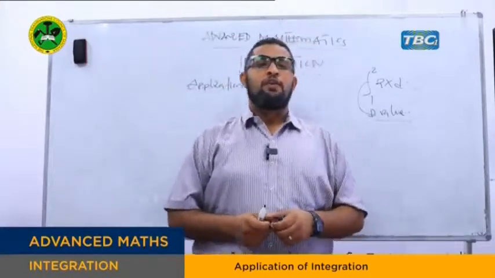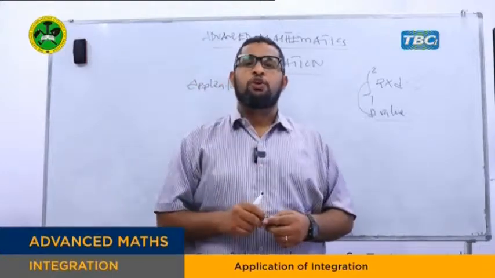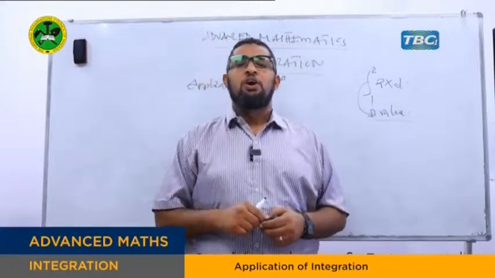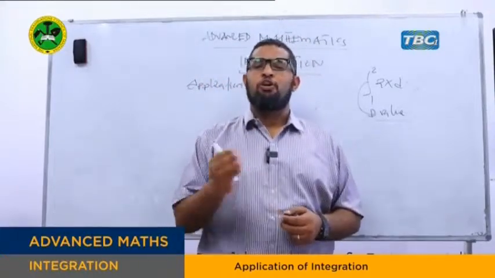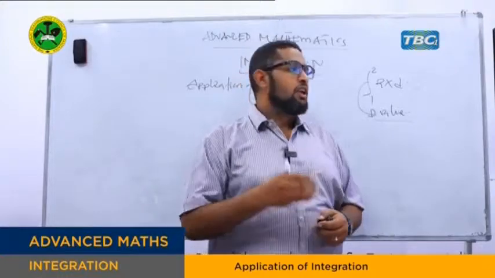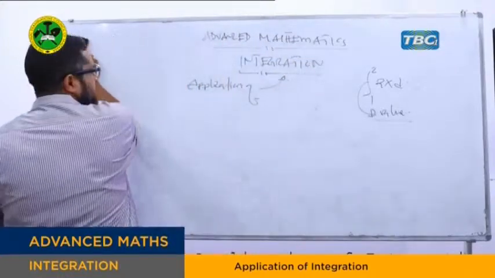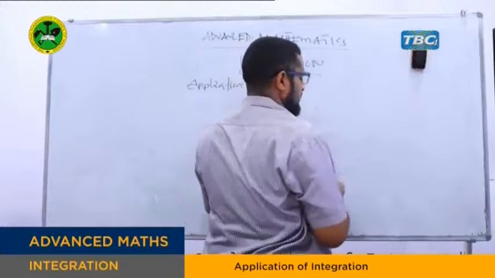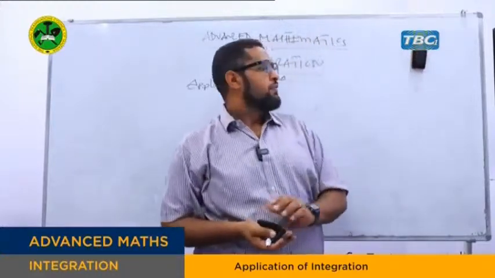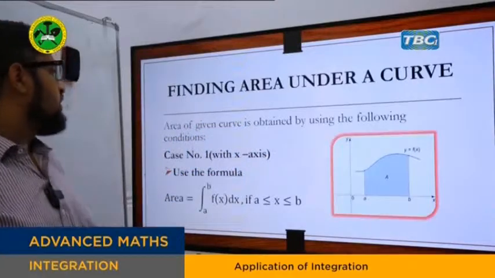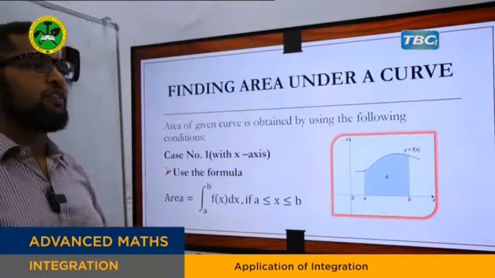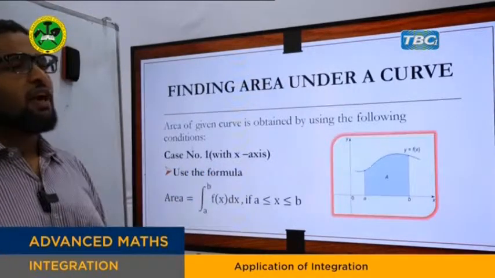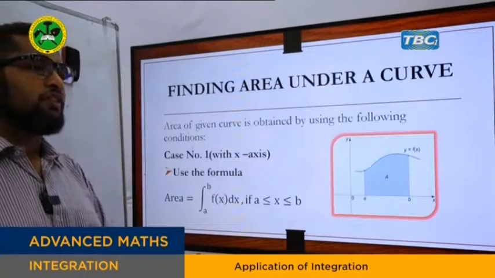Now when you are finding area under a curve, we have two scenarios or two cases. When the curve is drawn with respect to the horizontal axis, or the x axis, or in the case of the vertical axis. Now let's see one after another. Now if you look here on the screen, the area under the curve is obtained by using the following conditions. We have, as I said, two cases. Case number one, when the function or the curve is drawn with the x axis or against the horizontal axis.